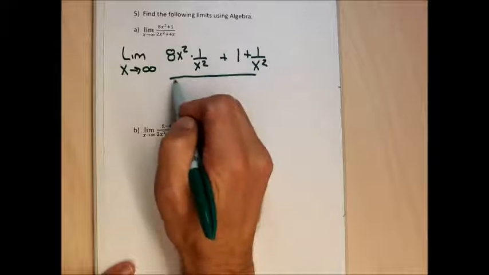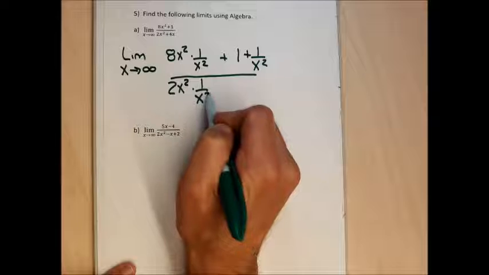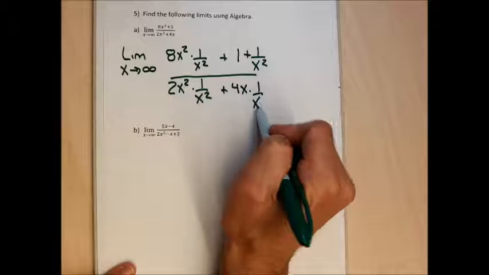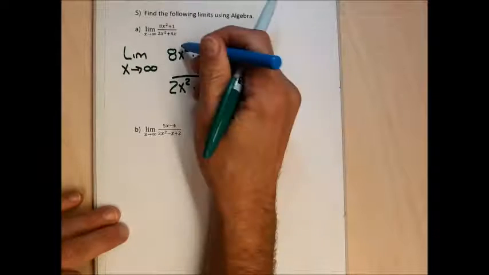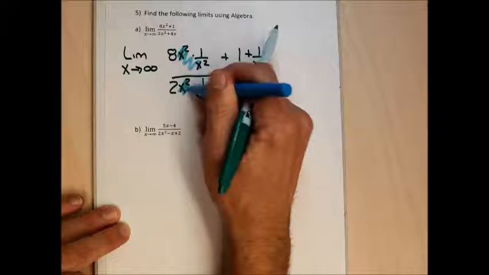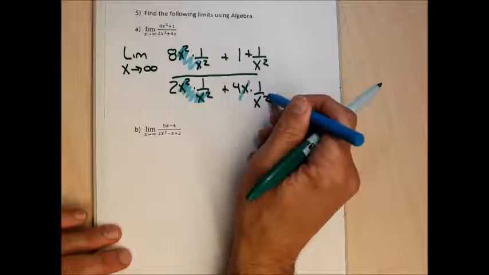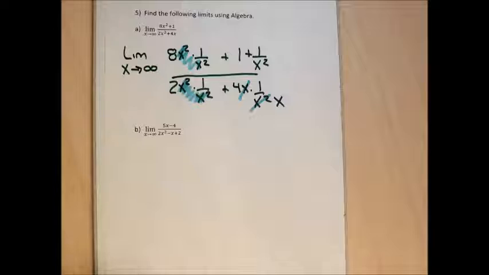In the denominator, I'm going to take the 2x squared, multiply it by 1 over x squared, and I'm going to take the 4x and multiply it by 1 over x squared. When I do that, a bunch of stuff is going to cancel and reduce. The x squareds in both the numerator and the denominator are going to cancel, and one of the x's between the 4x and the x squared is going to cancel.